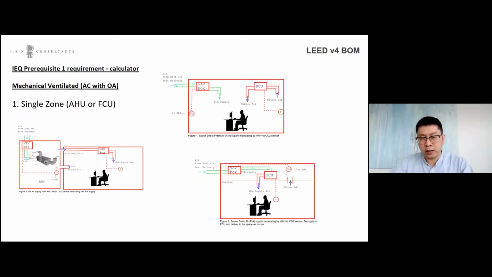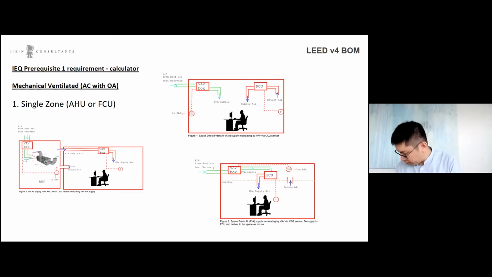First of all, let's look at our single zone. In the calculator, there are three types of space that you can input. First is single zone. If you look at the schematic over here, there is only one zone, whether it's served by an AHU or served by an FCU. So let me show you on the whiteboard.